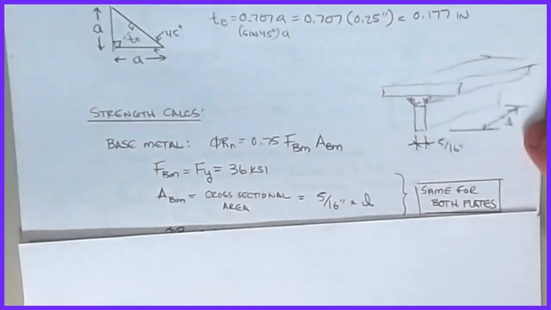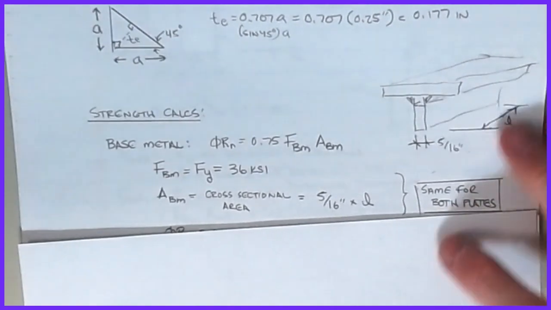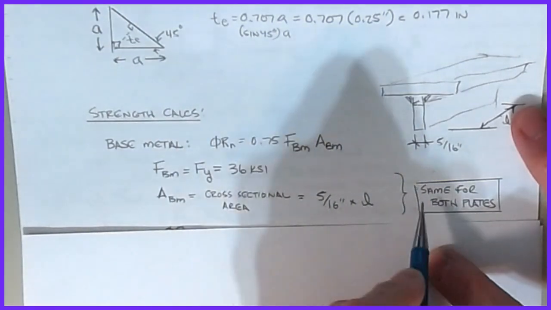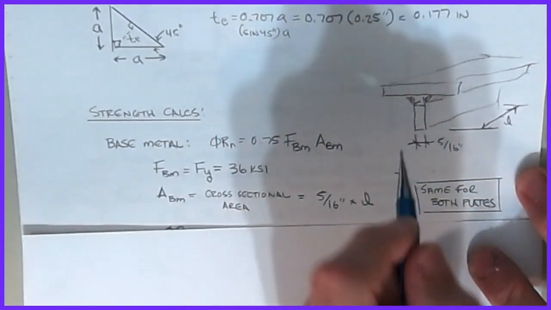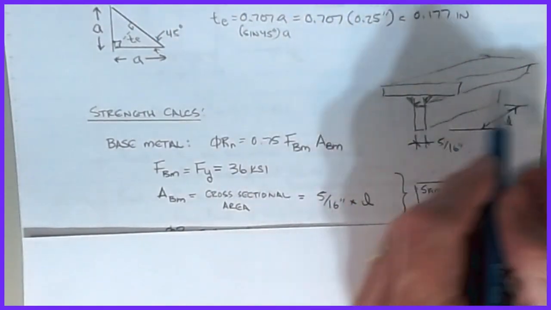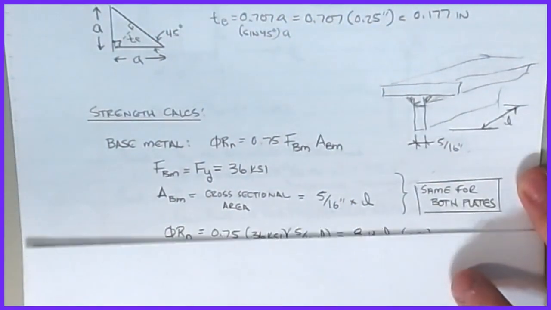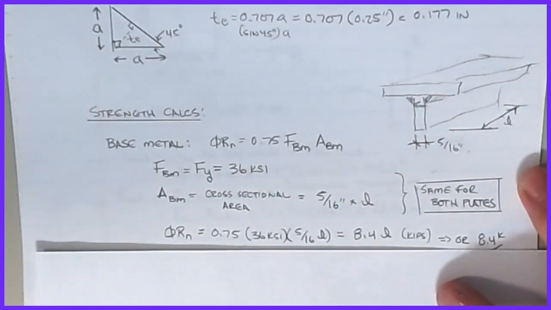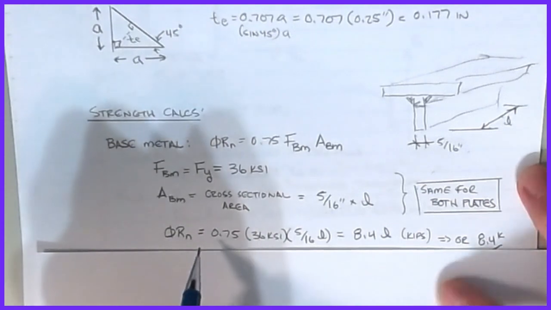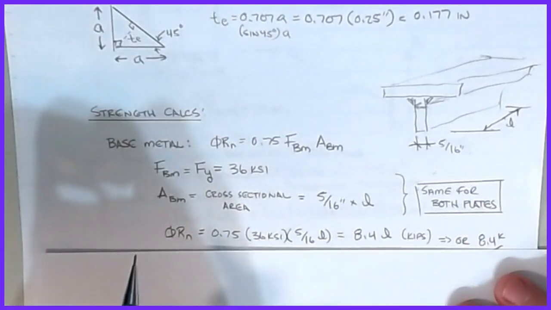This is the reason that we're going to do all our calculations in kip per inch. So the cross-sectional area ABM is 5/16 times L. That's the area that's here, and it runs the length of this for however long L is. It's the same value for both plates. So once I have that, I can figure out what the capacity of the base metal is under these two basic welds.